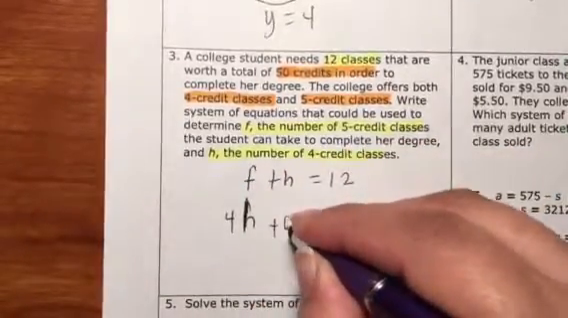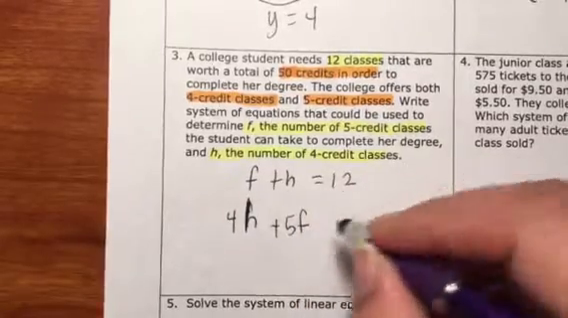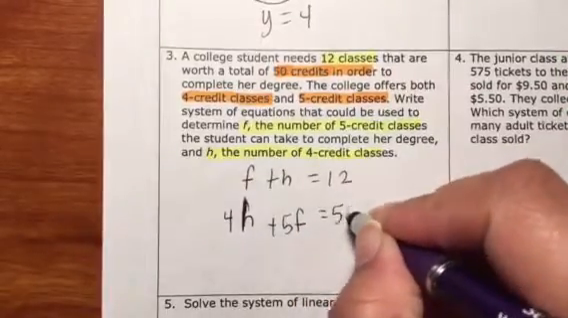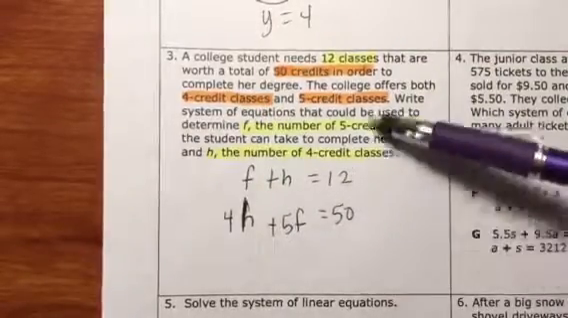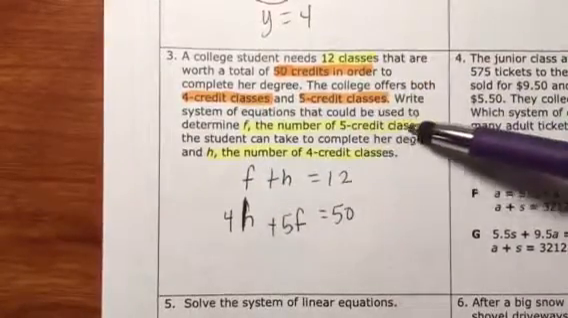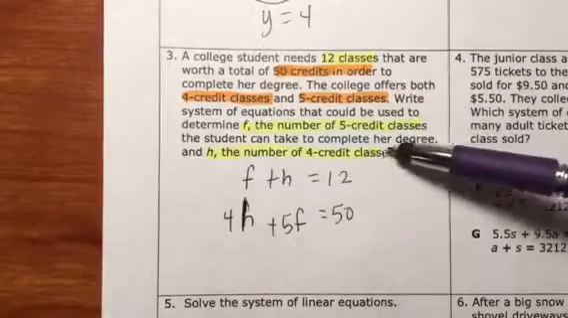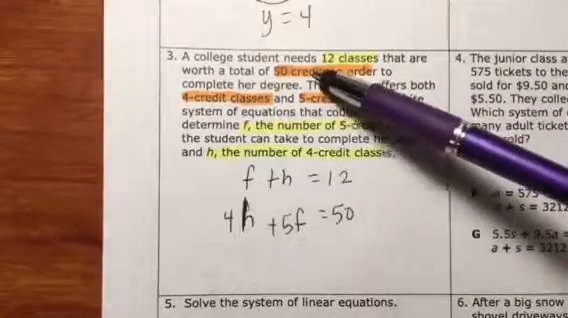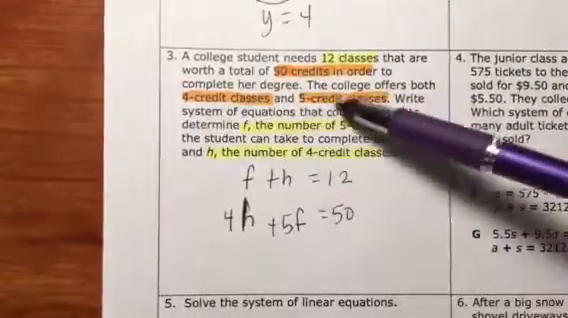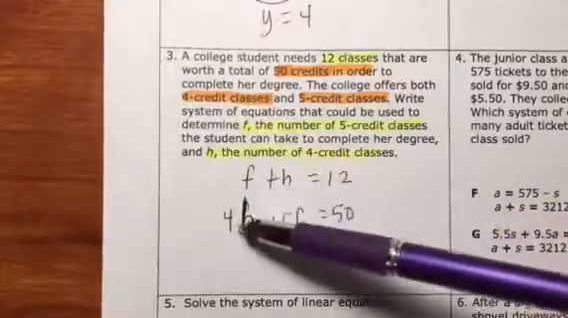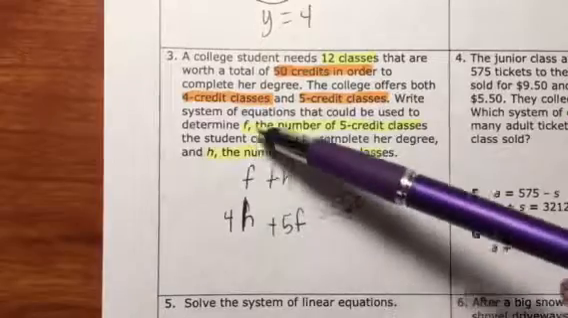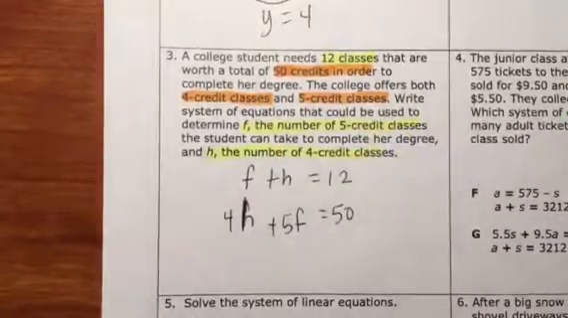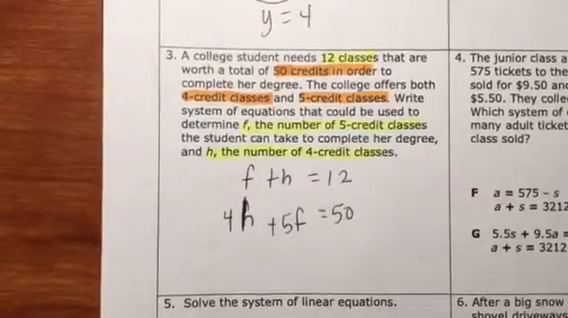Plus your 5, F equals your 50. Okay, so the 12 went with the classes because these were all talking about classes. The 50 went with the credit because these are credit hours. So I put 4H and 5F because these are what it basically told us what the letters represented. All right, number 4.